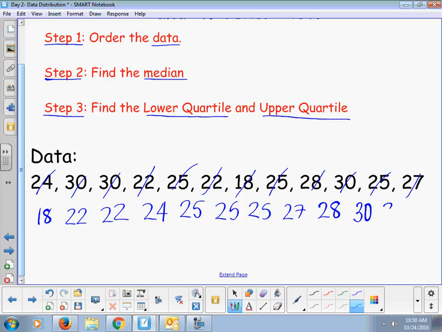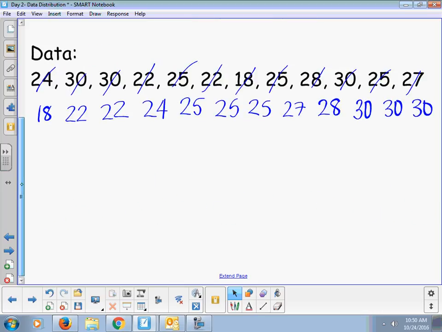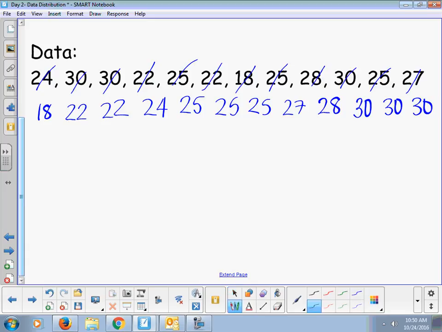Step 1. So step 1 is to order the data. So we're ordering the data from least to greatest. Step 2 is to find the median. So I'm going to cancel 1 from each side until I find my middle number.